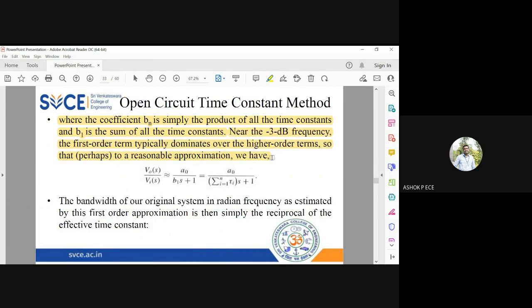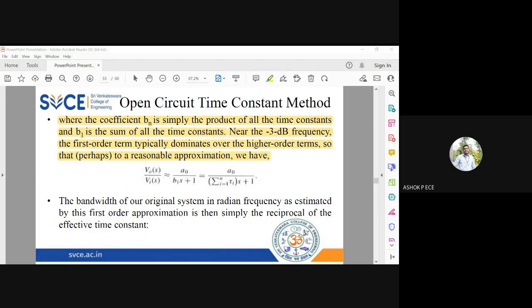when you have more number of poles, the first order term only is going to dominate. So as you have more and more number of terms in the denominator, the study says that only the first order term is going to dominate. Okay. So we take the first order term alone, a naught by b1 into s plus 1.